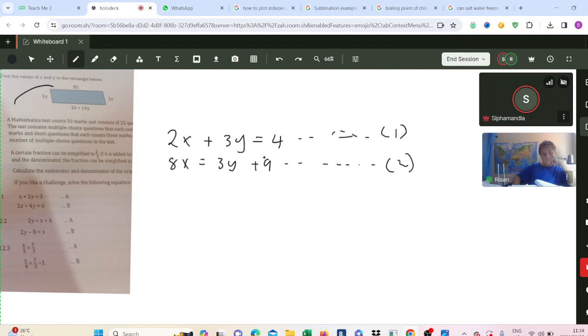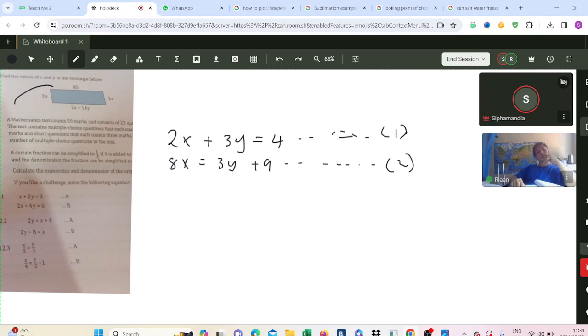Now I will say if there was a simplest one, most of the time use the simplest equation to make either x or y the subject of the formula. But I can see that both of them are quite complicated, so you can choose any one of them. I will choose equation 1. So let's make x the subject of the formula, right?